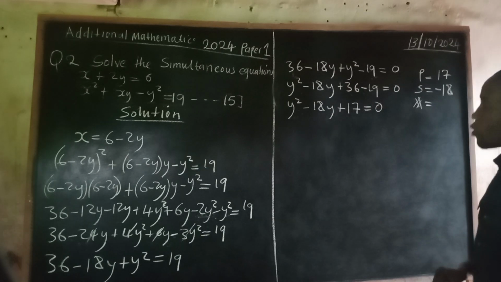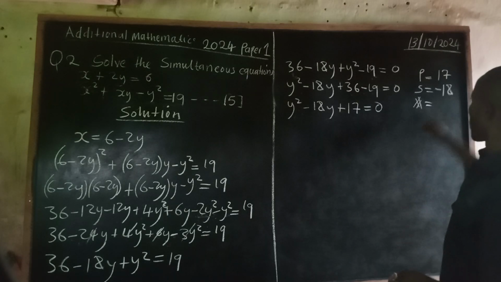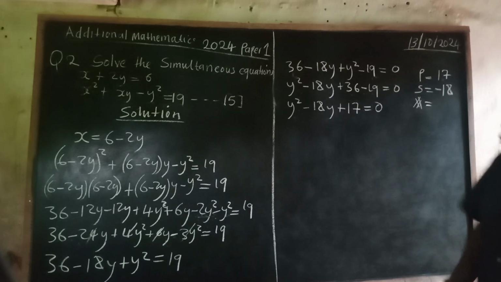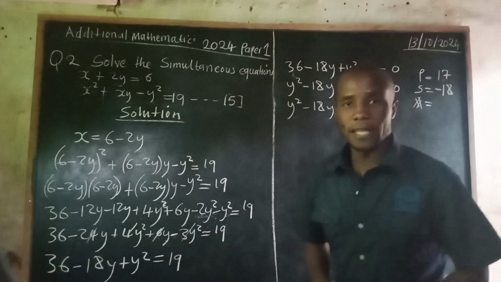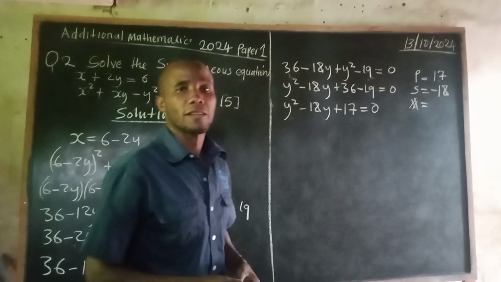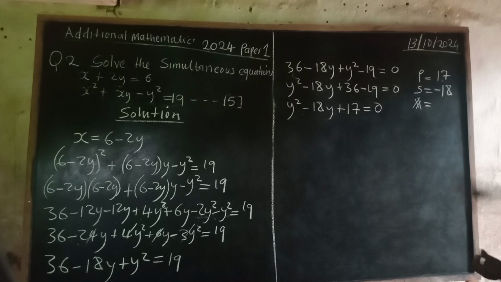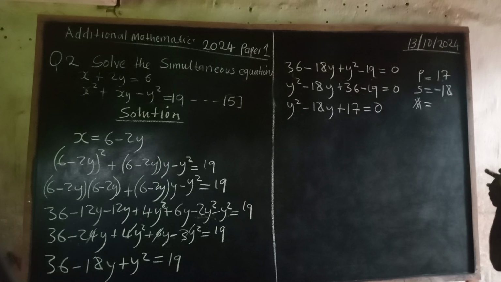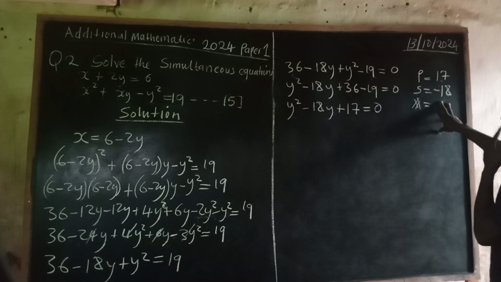Then we come to the factors. For the factors, it means we are going to look for 2 numbers. When we multiply them, we should have 17. When we add those same 2 numbers, we should have negative 18. What are those 2 numbers? So this is what we are going to look at. When you multiply them, you have 17, and when we add them, negative 18.